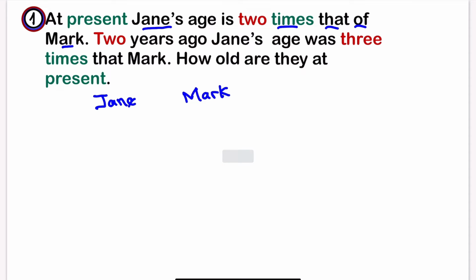So let's say Mark is x because we don't know his age. Jane's age is 2 times, so twice. So we are going to have 2x. This is at present.